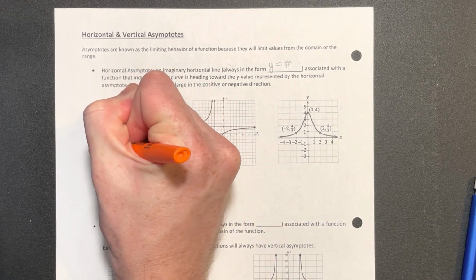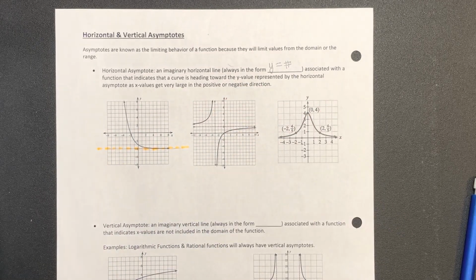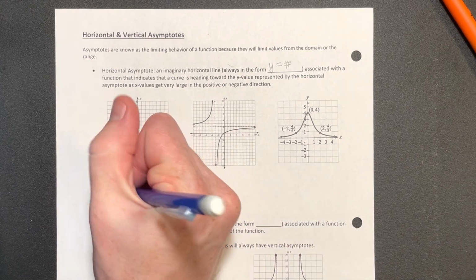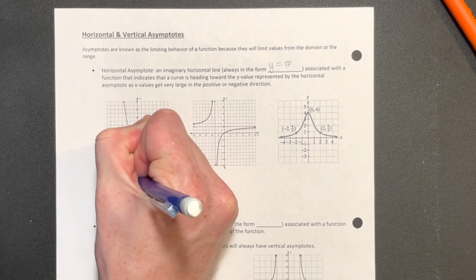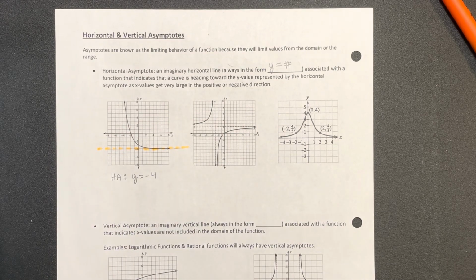So it's not always drawn on our graph. You may have to look at what's implied there, but there is a horizontal line at -4. So that horizontal asymptote would be labeled as y equals -4.